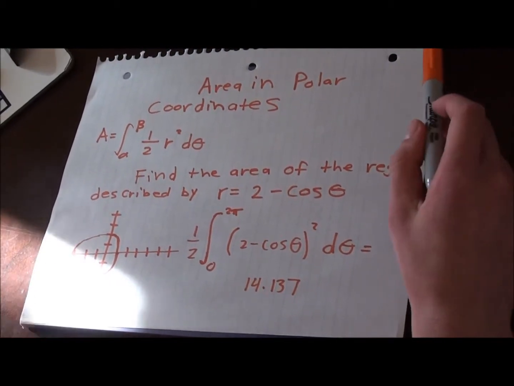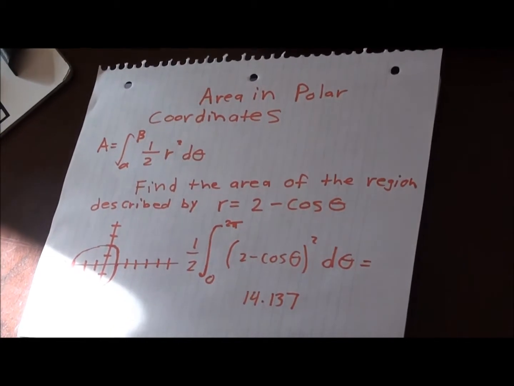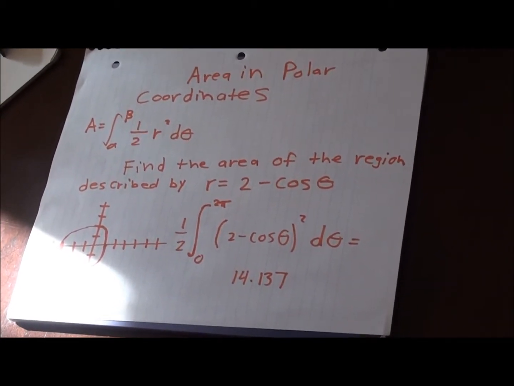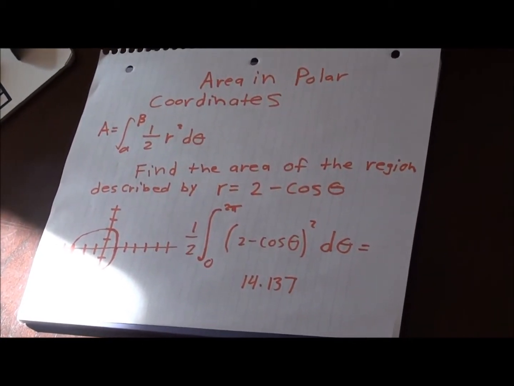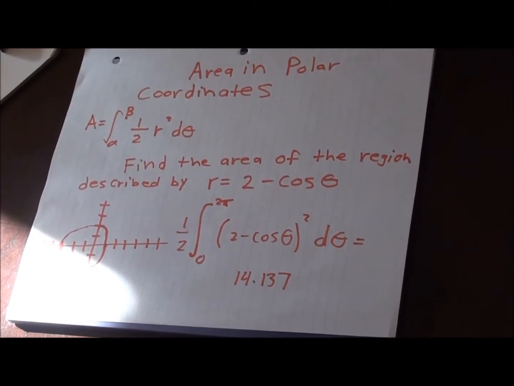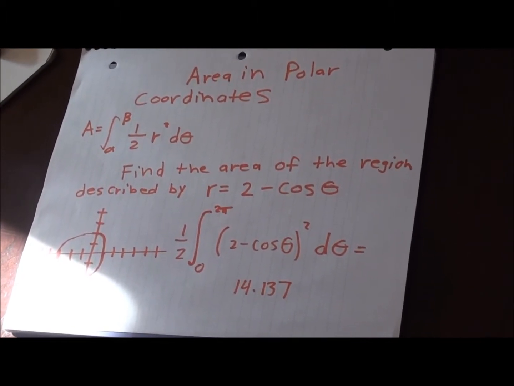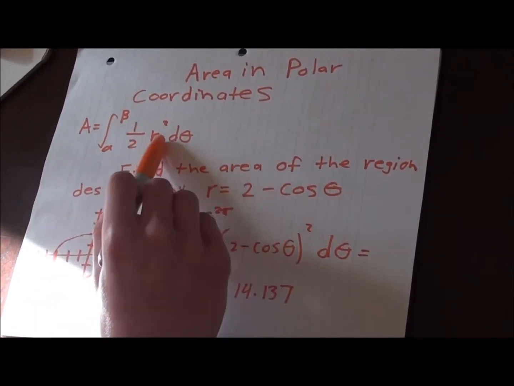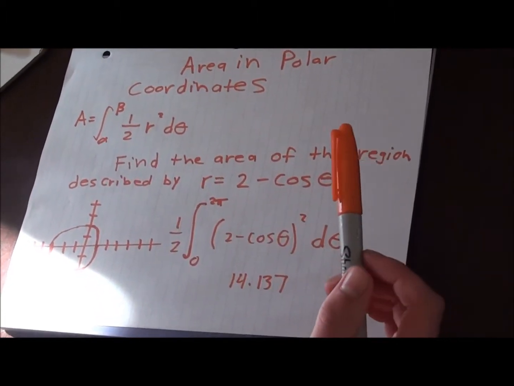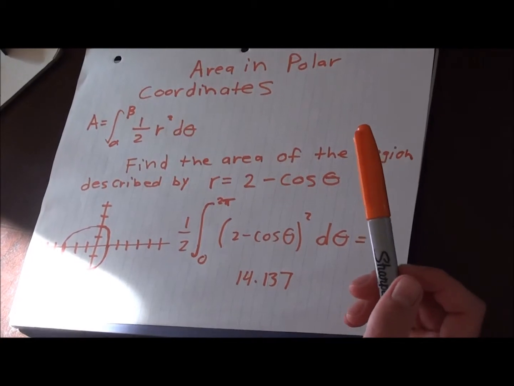We can also calculate area in polar coordinates using this equation here. Area equals the integral from alpha to beta of 1/2 r squared d theta. So if we're given a problem asking us to find the area of the region represented by r equals 2 minus cosine theta, we'll just use this formula here. It's not too complicated. And normally with these problems you can use your graphing calculator.